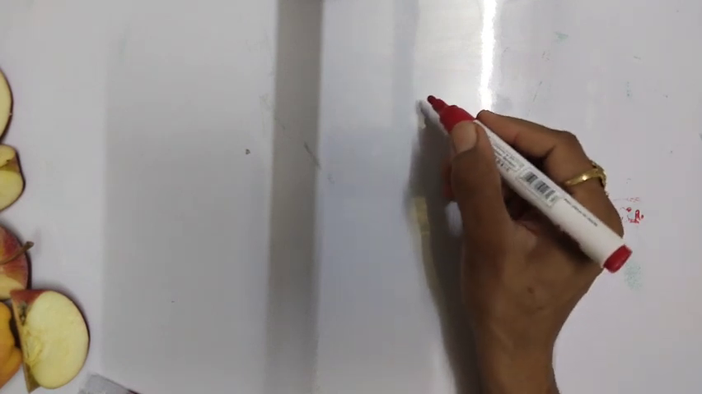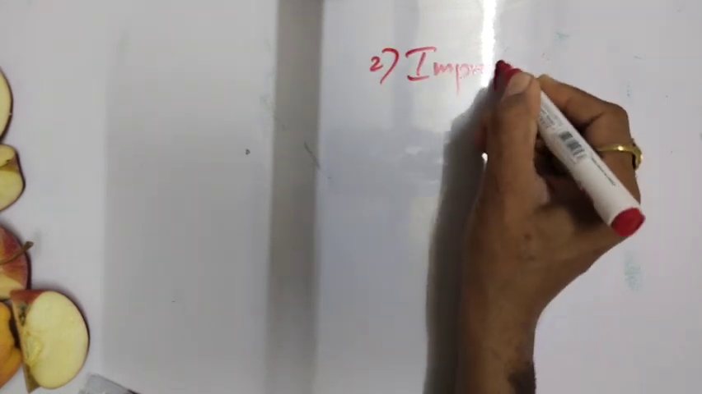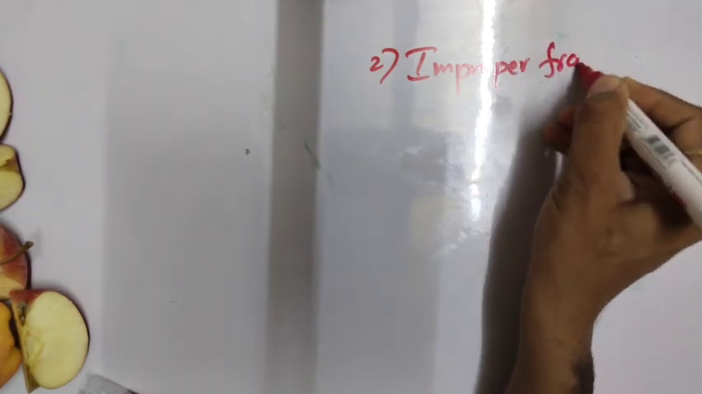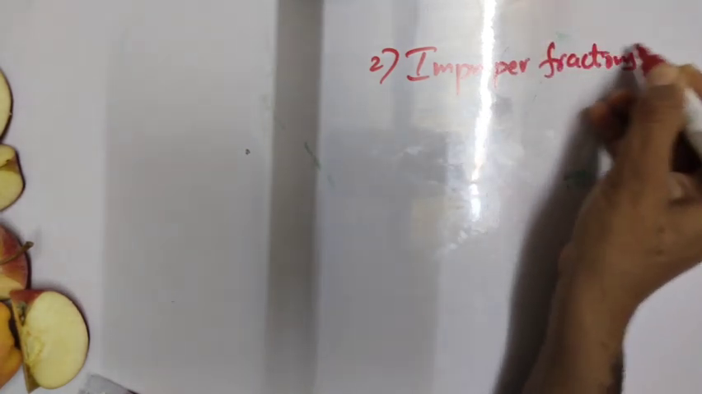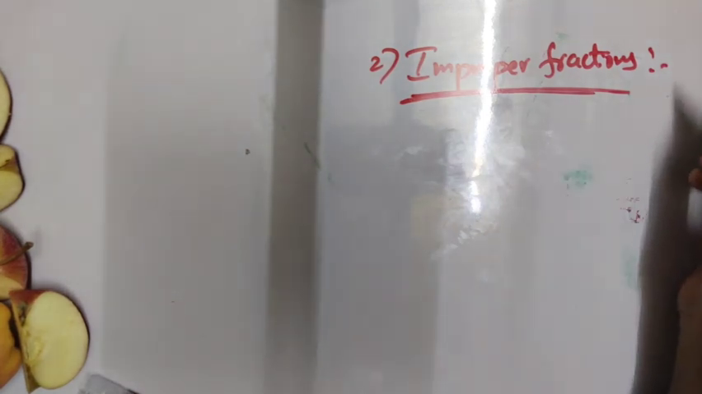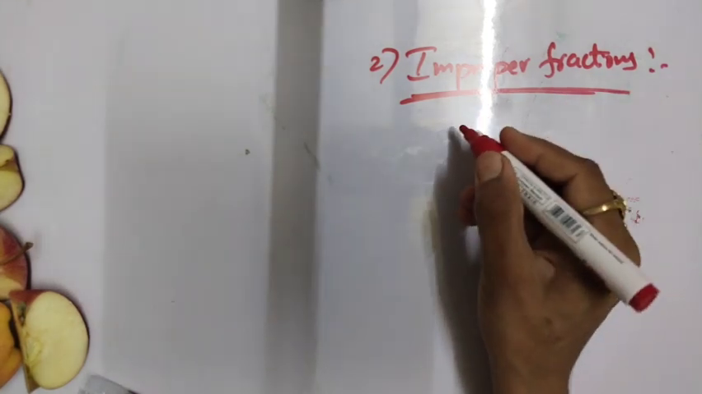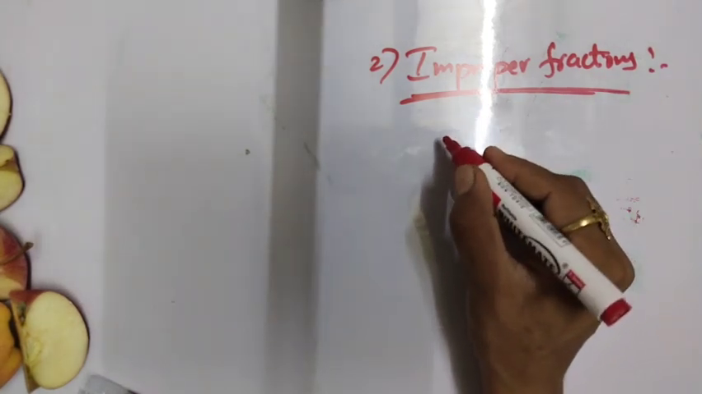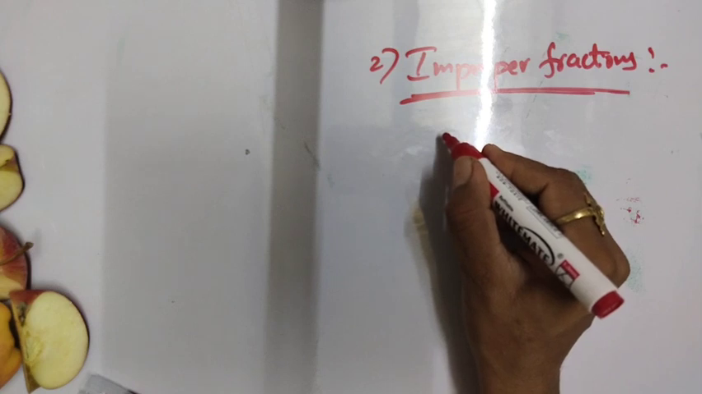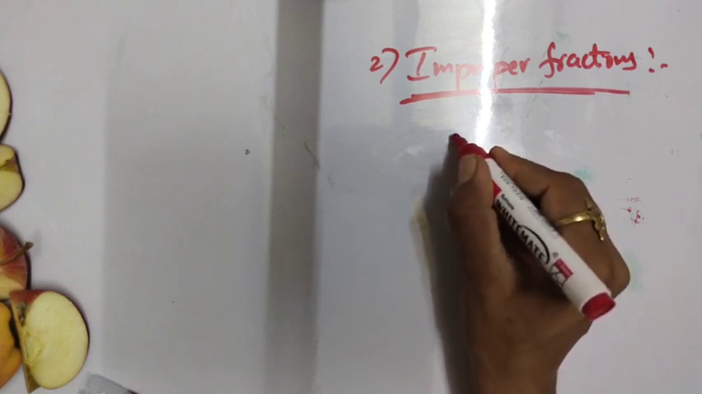Okay, next, improper fractions. So the second one is improper fractions. What is an improper fraction? An improper fraction means the opposite of a proper fraction, meaning the numerator is bigger than the denominator.